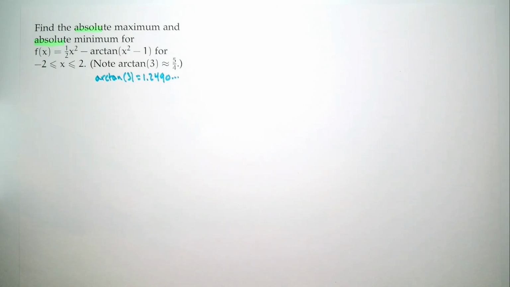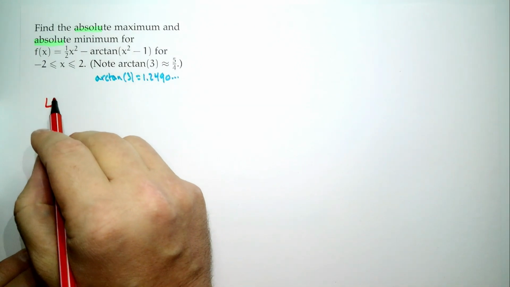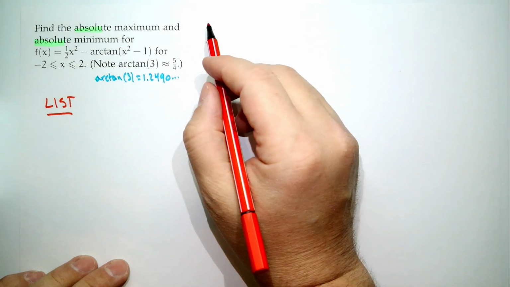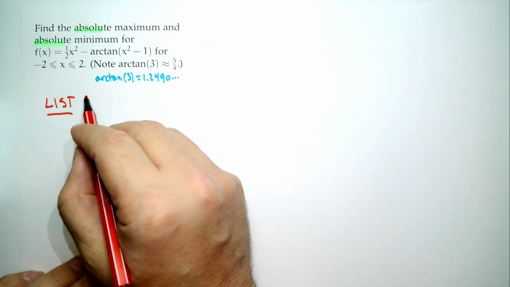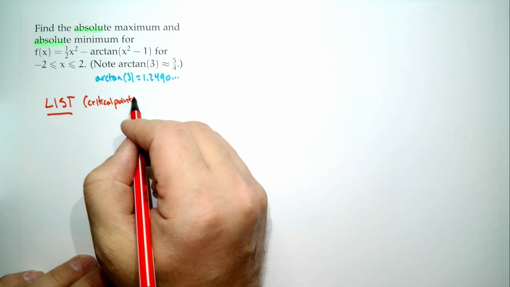So here, what's the procedure? Well, for this, we are making a list. The absolute max and min is the one where you say, I'm going to make a list of where things could happen, and then I'm going to see which points on my list give me the right values. So when you're making a list, what are you making a list of? Well, your list is your critical points, where maxes and mins could occur.